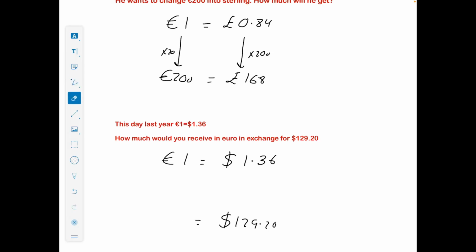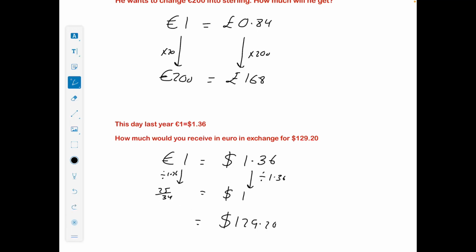I don't know. Now there's a few ways to do this calculation, but I think it makes the most sense going this way. So we want to go from 1.36 to 129.20. Now I have no idea how to do that. So what I'm going to do is make it 1. So how would I go from 1.36 to 1? You just divide by 1.36. Do the same thing to the other side. So 1 divided by 1.36 gives me, we'll leave it as a fraction, 25 all over 34.